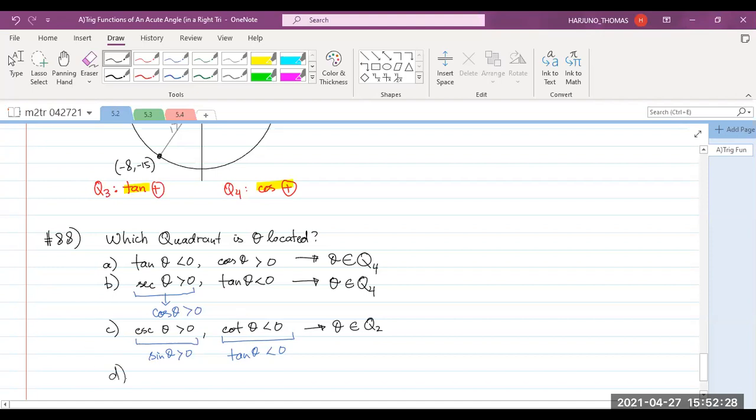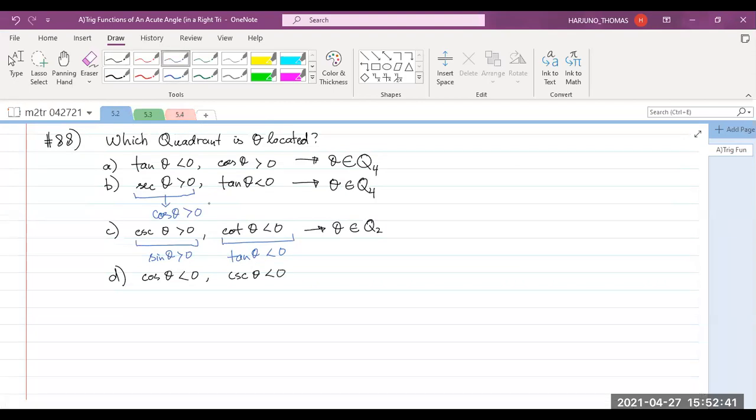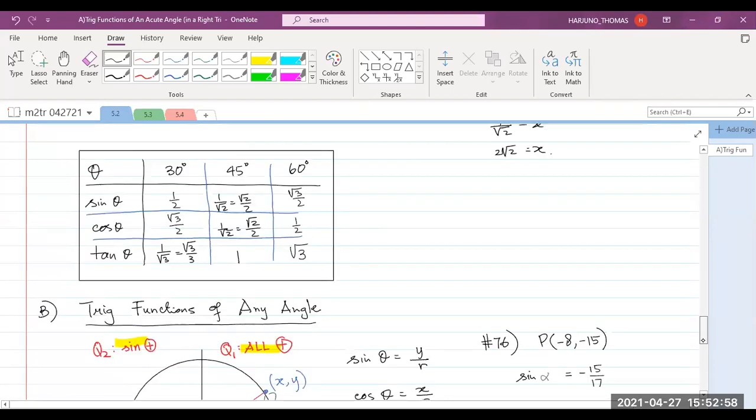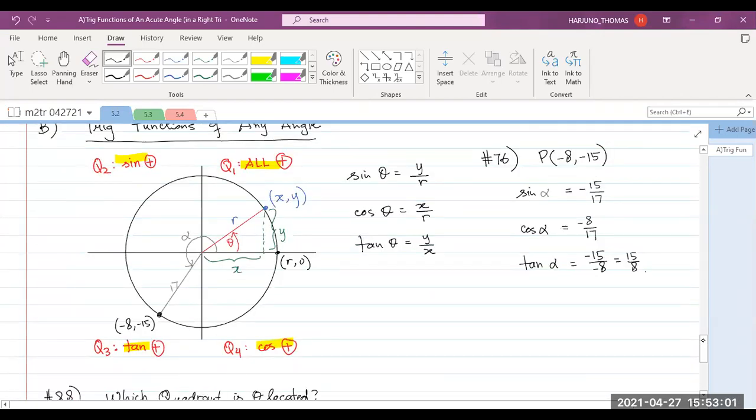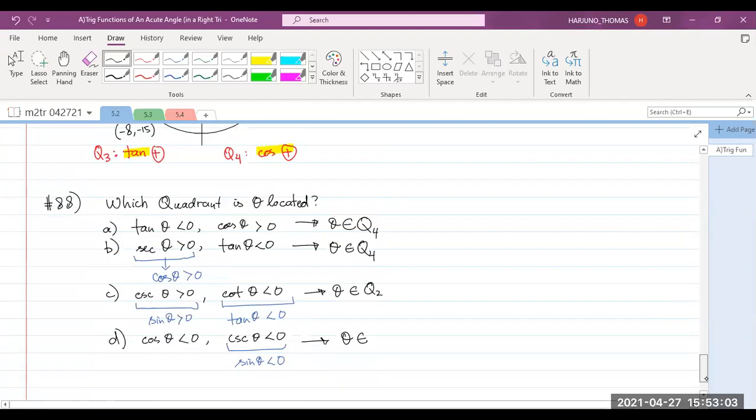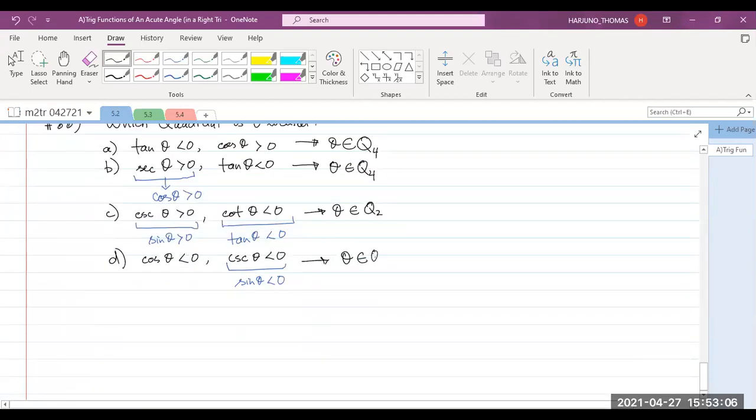Okay, then finally, part D, cosine theta is negative and cosecant theta is negative. Now, cosecant theta is negative means sine theta is negative. Now, which quadrant are cosine and sine negative? Both sine and cosine negative. That's only quadrant 3. Right? Okay, that's quadrant 3.